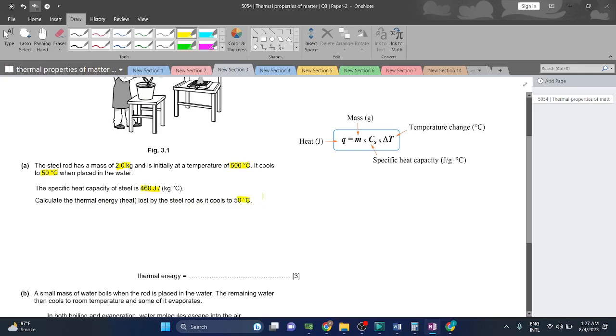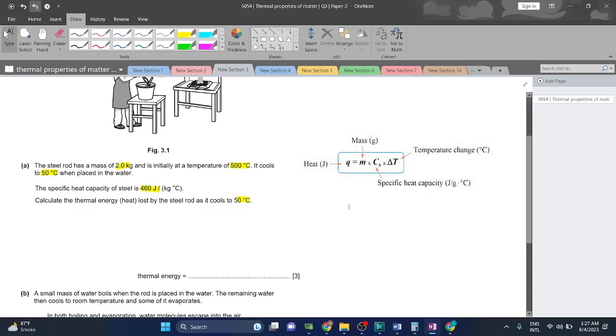degrees Celsius. Okay, now what do we have to do? Now we have to see how much thermal energy has been lost. So this is the common formula used for specific heat capacity, which will give us the energy, the heat energy. So this is the mass. Mass is 2 kilograms, right? 2 into specific heat capacity, which is 460, into, and lastly, what will come?